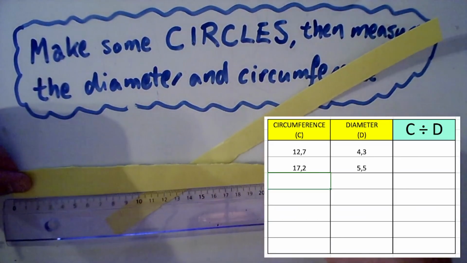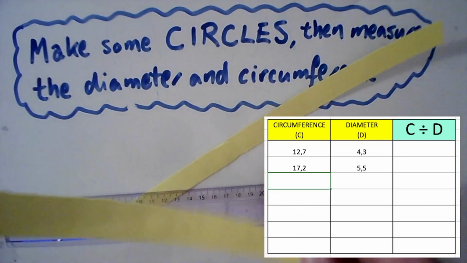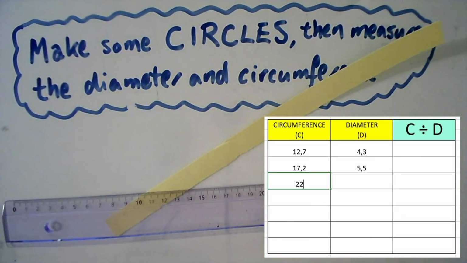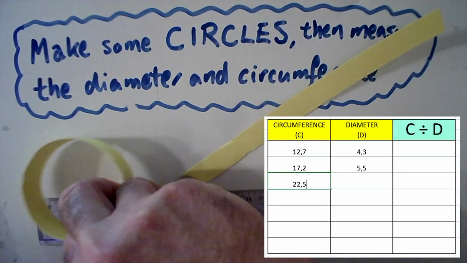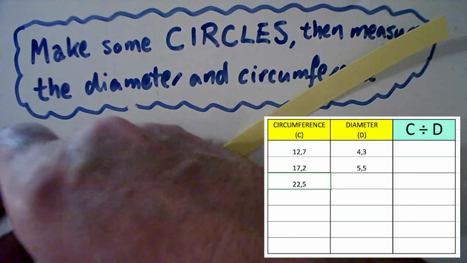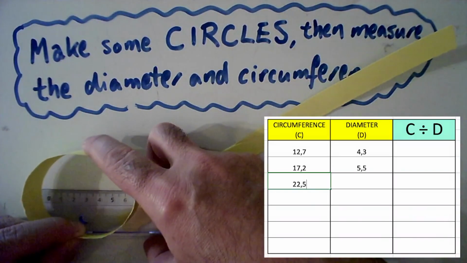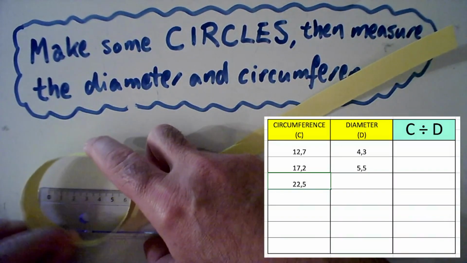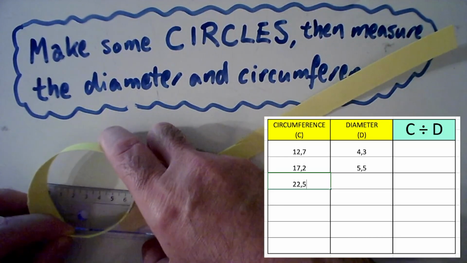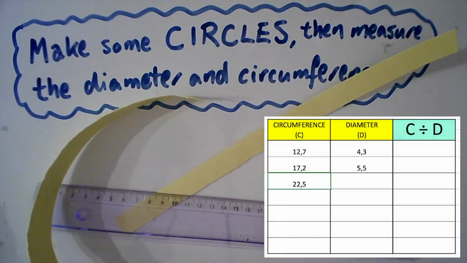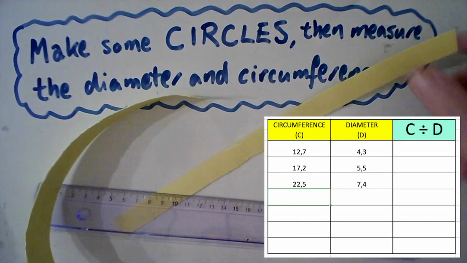Okay, so this one's 22.5. So if I roll that up into a circle, it's got a circumference of 22.5. And let's see what kind of a diameter we get for that one. So just stick it end to end. Try and get it as round as possible. It's very difficult to get it exact, but I'm making that about 7.4. And then one more.